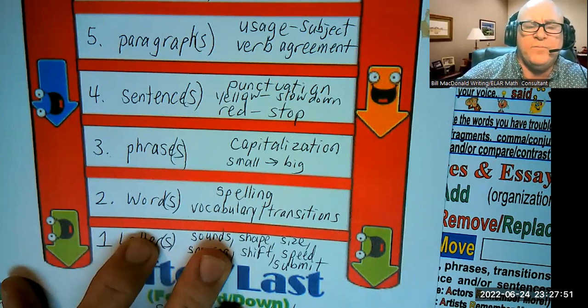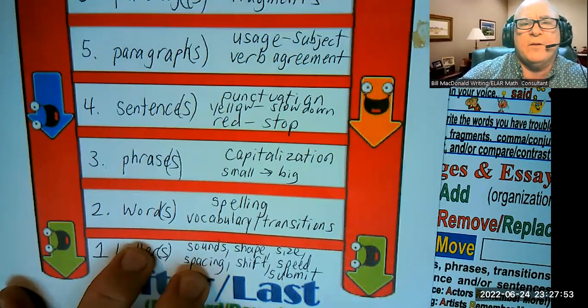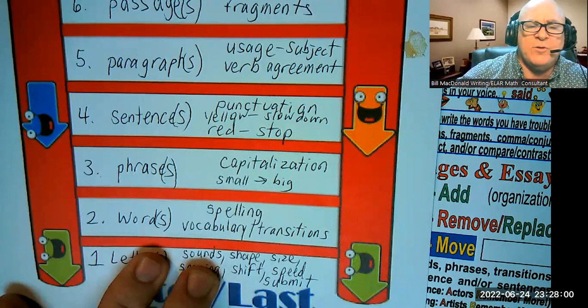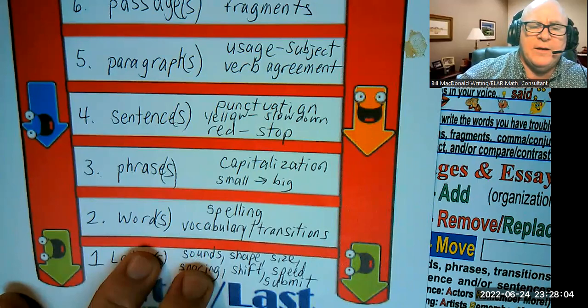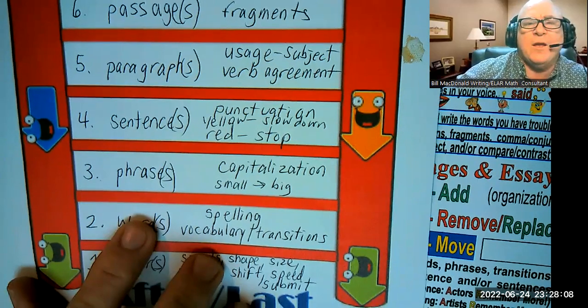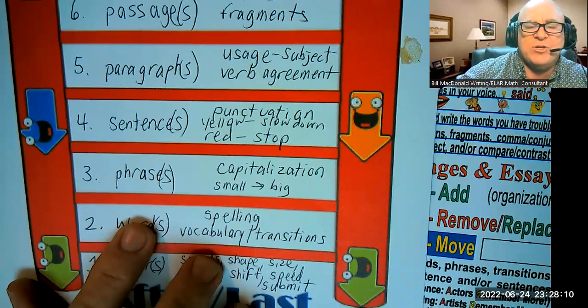And you saw, if you watched my Facebook the other day, the winner who posted an anchor chart with the superheroes that we discussed there. The second level, which we're on these past few days, is spelling, vocabulary, and transitions.